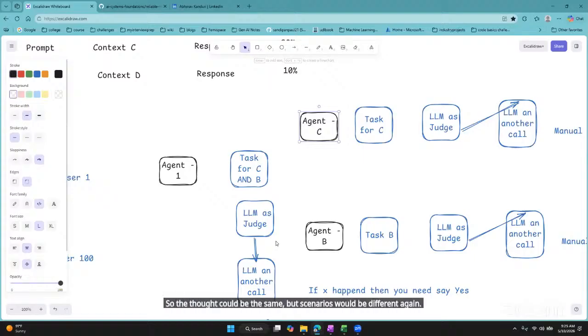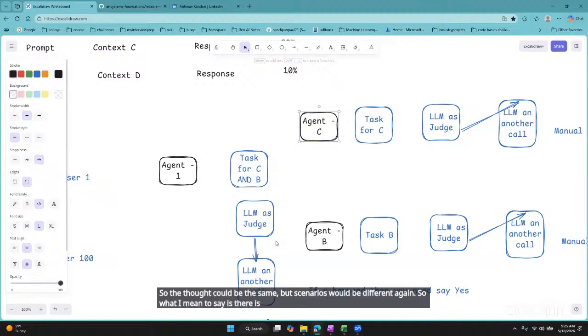So what I mean to say is there is no standard methodology that could solve this when it comes to LLMs. So we need to think very wisely about how to solve it as per the use case.